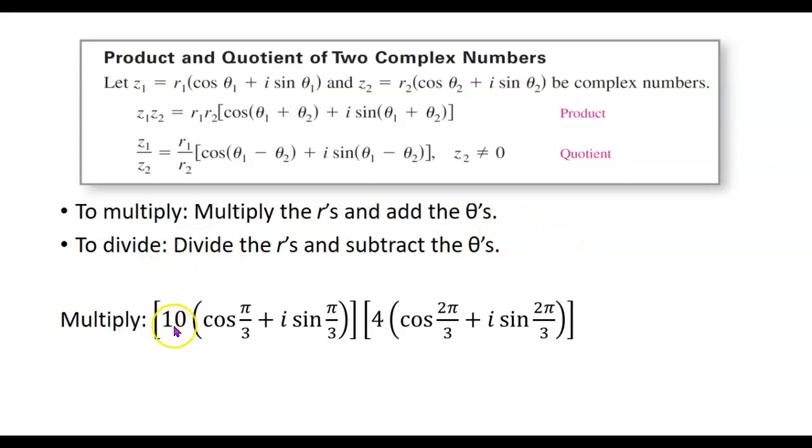So for example, to multiply 10 times cosine pi over 3 plus i sine pi over 3 times 4 times cosine 2 pi over 3 plus i sine 2 pi over 3, we would multiply the 10 times 4 to get 40, and we would add the pi over 3 plus 2 pi over 3 to get 3 pi over 3, or just pi. So the result is 40 times cosine pi plus i sine pi. Which is just negative 40 if you write it in standard form.